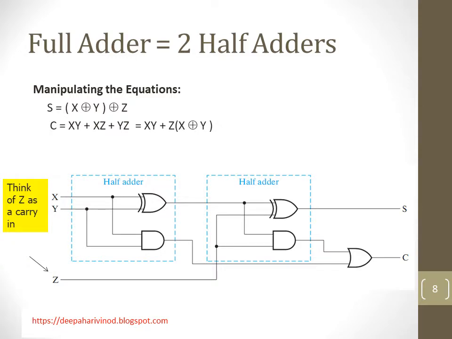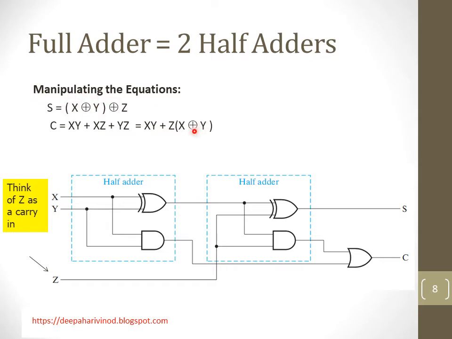Full adder using two half adders. We know the equations for the sum and carry in the case of a full adder; we have already found them. Sum equals x XOR y XOR z, and in the same way, for carry we know the equation is xy plus z into x XOR y. Observing the two equations, x XOR y is common, isn't it?